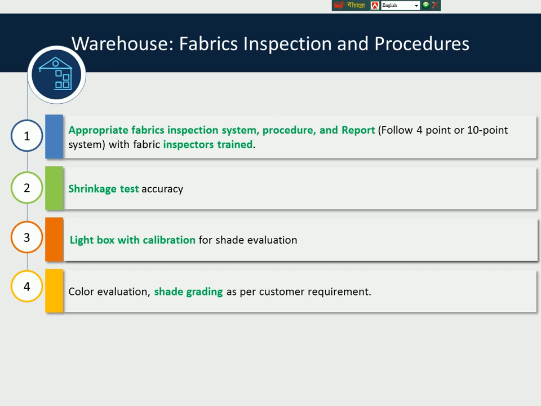Warehouse fabric inspection process or procedures. Appropriate fabric inspection systems, procedure and report. Follow 4-point or 10-point systems with fabric inspector strength. Shrinkage test accuracy. Light box with calibration for shade evaluation, color evaluation, and shade grading as per customer requirement.